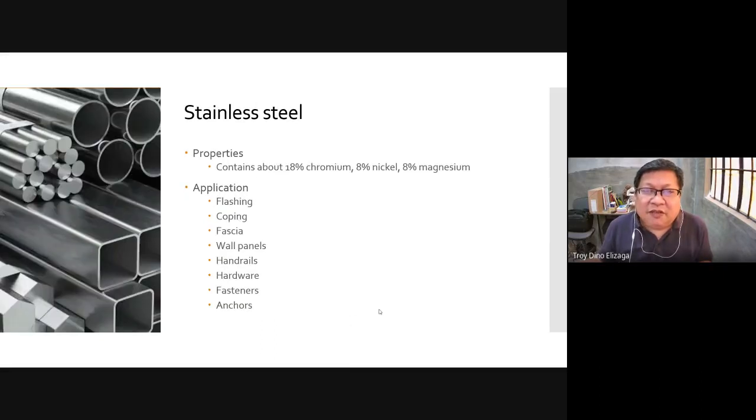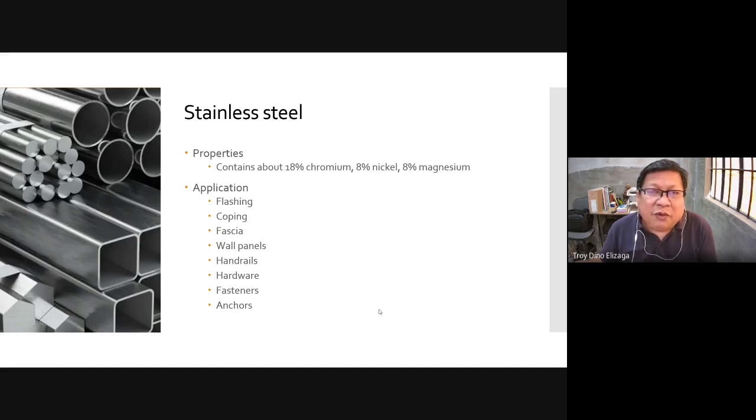Stainless steel is, I think, very popular. It contains about 18% chromium, 8% nickel, and 8% magnesium. It's used in many forms, but it's quite expensive, so it's not really popular for the usual common application like flashing, coping, and fascia. Wall panels, unless it's a really special construction, but the most popular use for stainless steel are handrails, fasteners, and hardware.